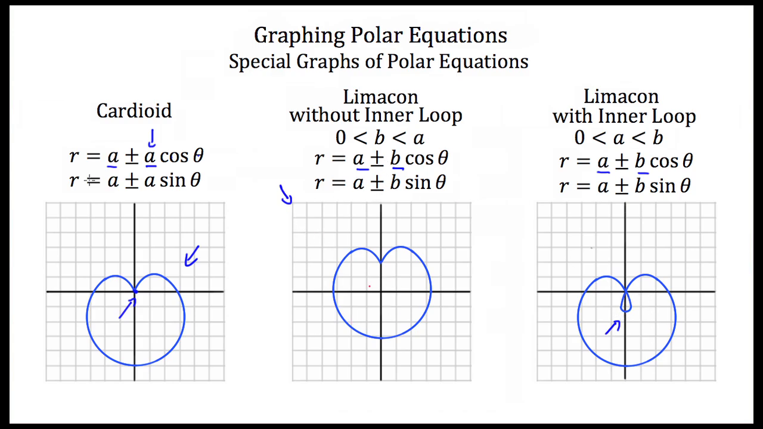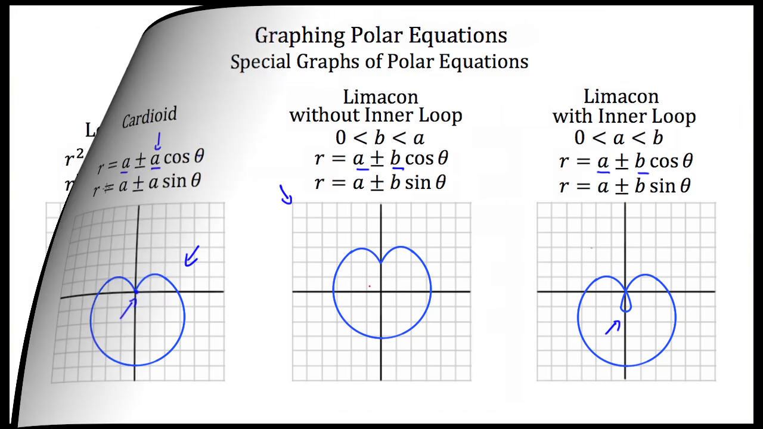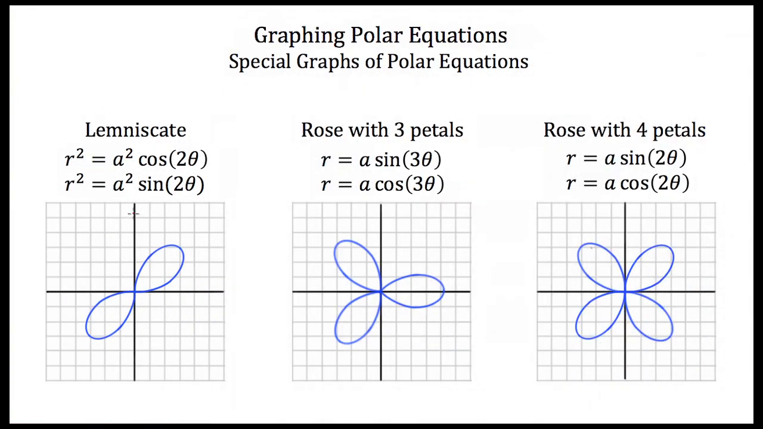Another popular shape is the lemniscate. And that's r squared is equal to a squared times the cosine of 2 theta. And it looks like a figure 8. Notice the r is squared and our coefficient for our cosine or our sine term is also squared. Then you have a 2 theta inside your sine or your cosine term.